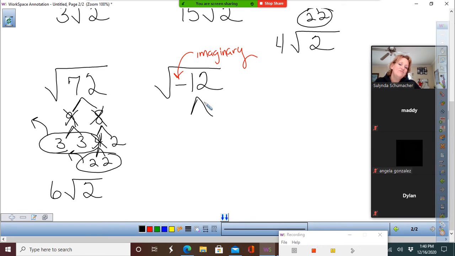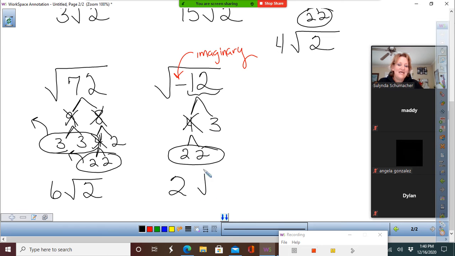So if I have negative 12, 12 itself is all I'm looking at. That breaks down to 4 times 3. 4 is 2 times 2. So that means I have a group of 2 that comes out. I have a 3 that stays home. But anytime it's negative in there, it's imaginary and it doesn't exist. So we're going to write an i right here.